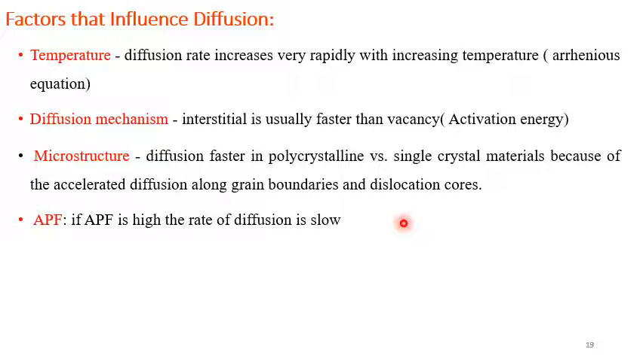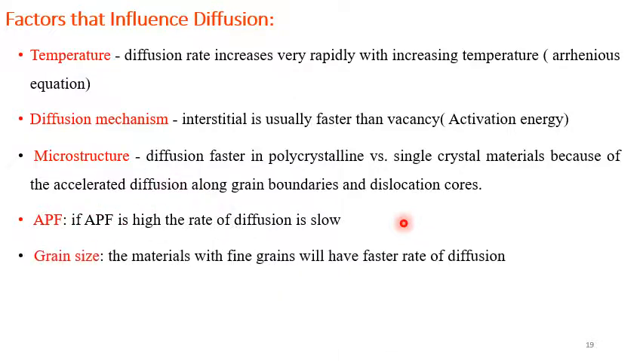Then the APF, the atomic packing factor. If the APF is high, the diffusion is less. If the atoms are densely packed, the space available for diffusion of atoms will be less. So as the APF decreases, the diffusion rate will be more. For example, a simple cubic structure, which has an APF of 52%, will have a much faster diffusion rate. But we can't say the same thing about the interstitial positions available in the crystal structure. If there are more of them, atoms can easily move from one side to the other.